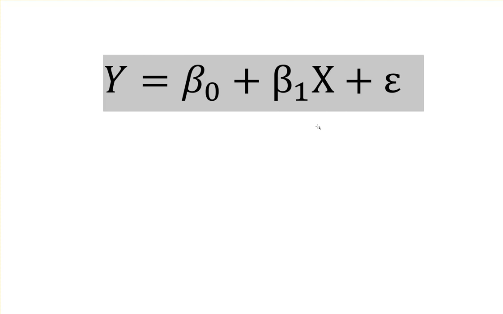Beta 1 could be positive or negative. That is to say, the effect of x on y, an increase in x might make y go up. It might also make y go down. It just depends on the value of beta 1.